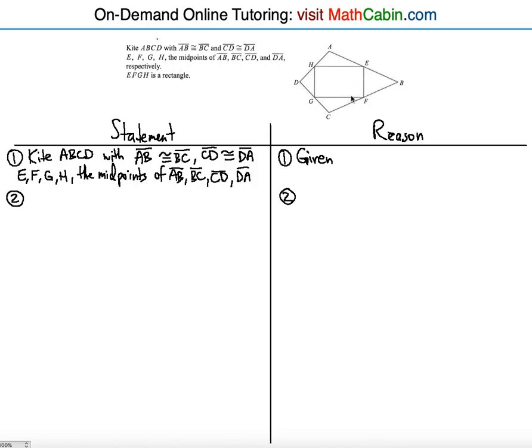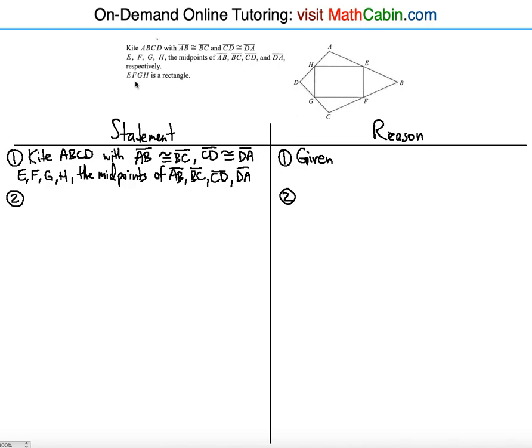So we have a kite given, ABCD. This is a kite with AB equal to BC, one pair of congruent sides, and CD being congruent to DA, another pair of congruent sides. And this is essentially what makes this quadrilateral a kite. Now we're given that E, F, G, H serve as the midpoints of AB, BC, CD, and DA. So the midpoints of all kite sides are these points, H, G, F, E.